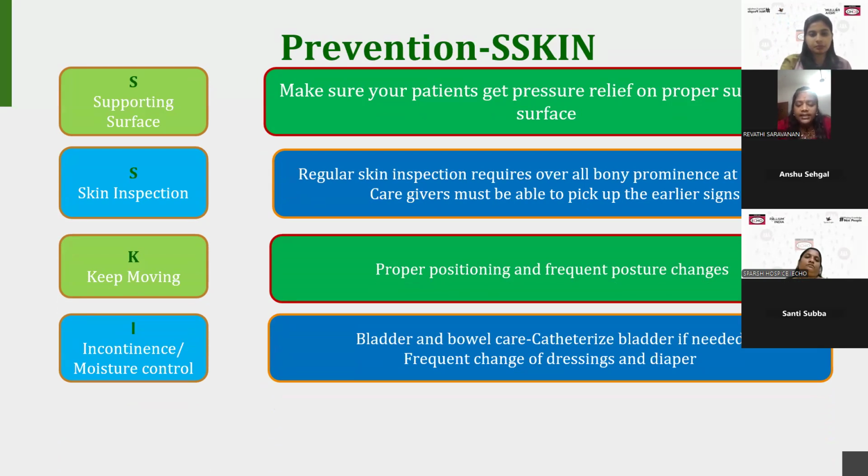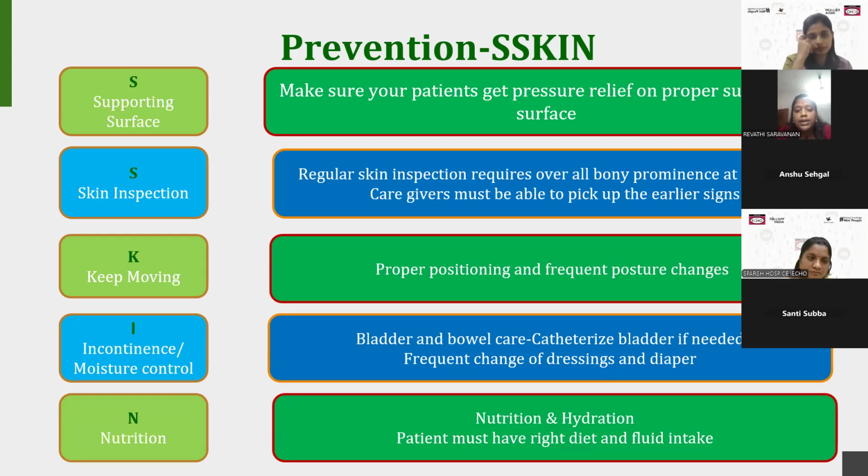Okay, this is SSKIN, a mnemonic for pressure ulcer prevention. First is supporting surface. Make sure your patients get pressure relief on a proper supporting surface. The surface should be pressure free, soft, and moisture free. Then second is skin inspection. Regular skin inspection of the overall body and at-risk bony prominence areas is required. Caregivers must be able to pick up the earlier signs.